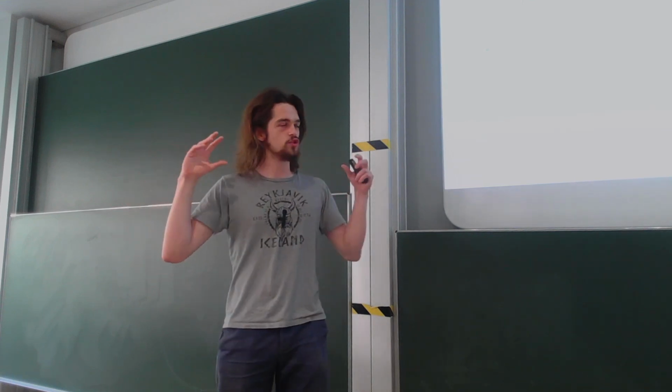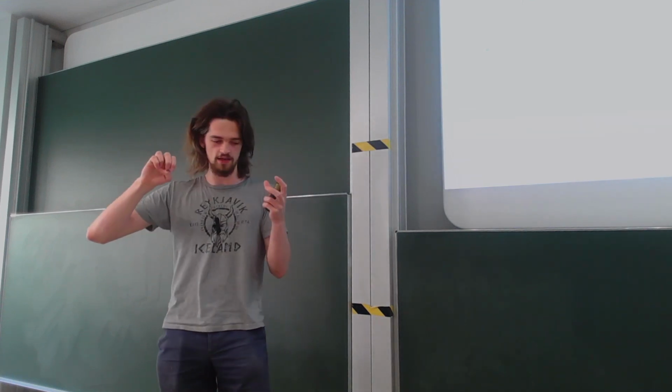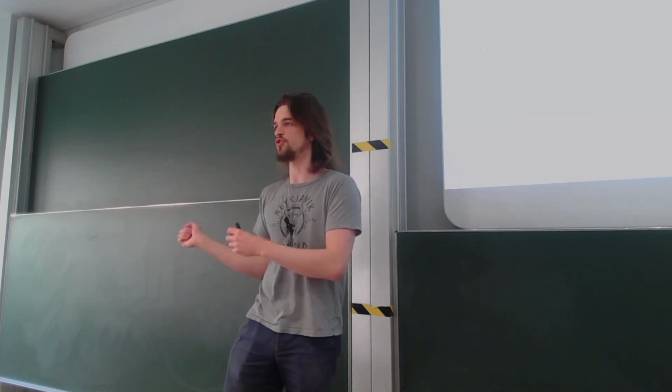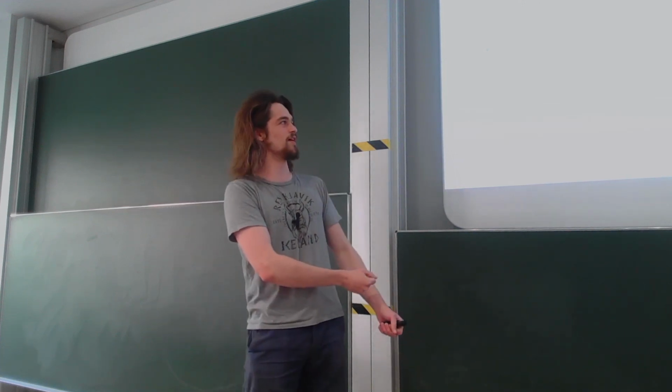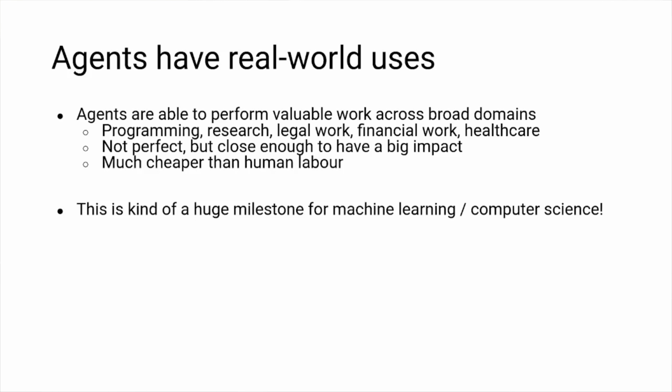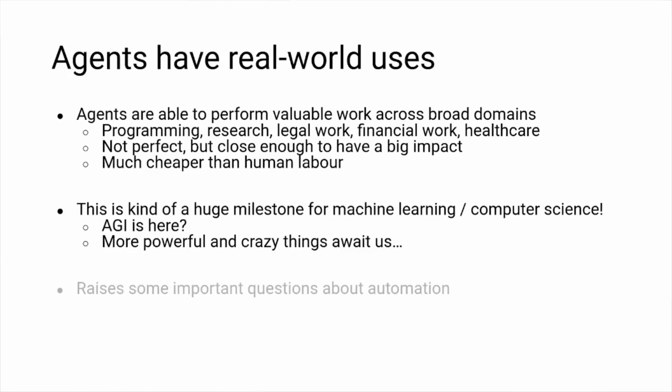I think if you took a snapshot of today's state of the art of these systems and showed it to someone 10 years ago, they would probably think you're lying. Or if they believed you, they would be like, whoa, you've got AGI, right? Maybe it's appropriate to say this. I don't know. They're not perfect. They do still make mistakes. I think it's important to think about where this trend is going. Maybe more powerful and crazier things await us soon.